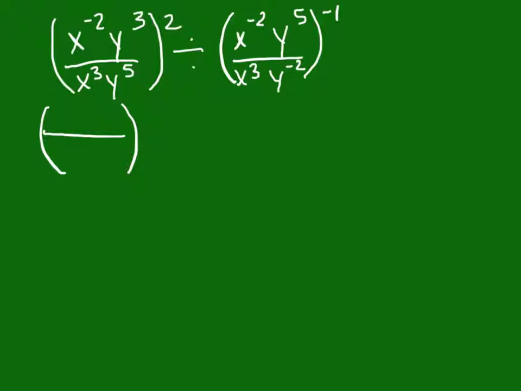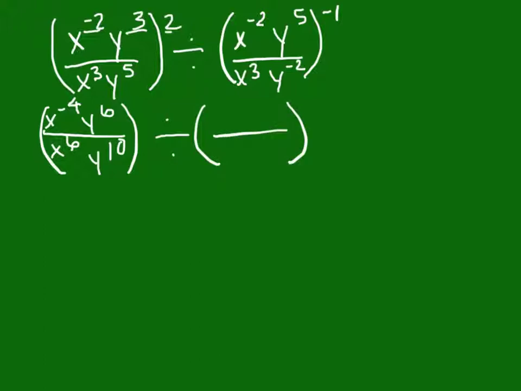set of parentheses. So we have x to the negative second squared becomes x to the negative fourth, and y cubed to the second is y to the sixth, over x cubed to the second is x to the sixth, y to the fifth squared becomes y to the 10th. For right now, we'll keep the division sign, and we'll go ahead and simplify the second set of parentheses.